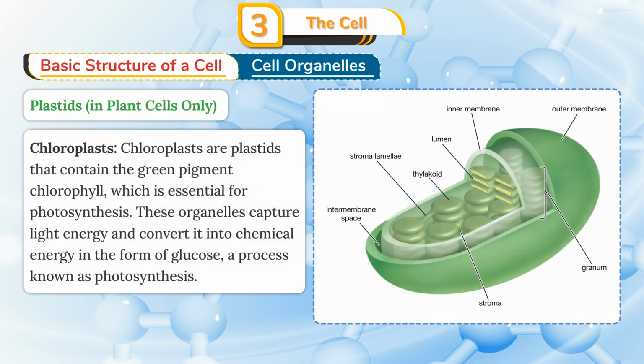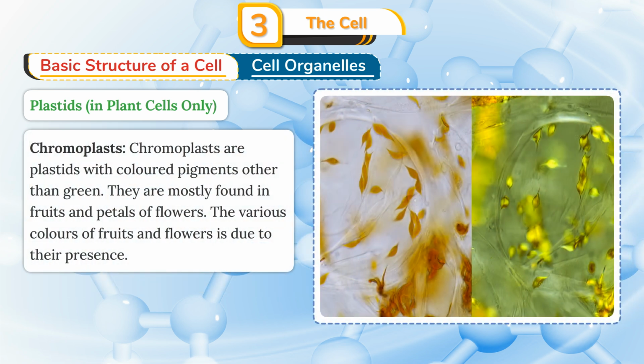Chloroplasts. Chloroplasts are plastids that contain the green pigment chlorophyll, which is essential for photosynthesis. These organelles capture light energy and convert it into chemical energy in the form of glucose, a process known as photosynthesis. Chromoplasts. Chromoplasts are plastids with colored pigments other than green. They are mostly found in fruits and petals of flowers. The various colors of fruits and flowers are due to their presence.